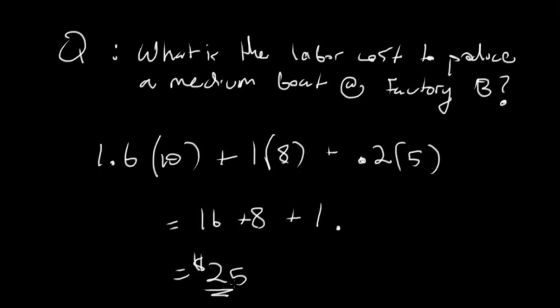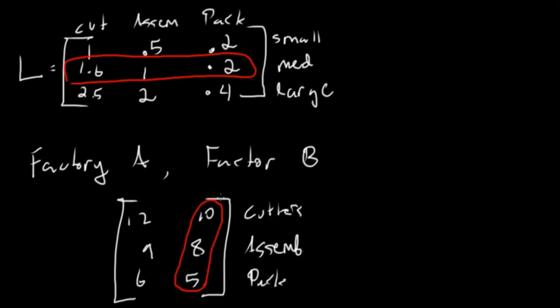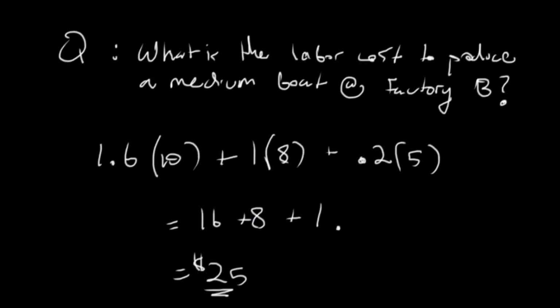Cool. All right, so we use these matrices, this row, and let me go ahead and use some more colors. That was one of the recommendations. This row and this column to determine how much money Factory B charges for a medium boat. So 1.6 times 10, 1 times 8, 0.2 times 5. All right, and that gave us $25.